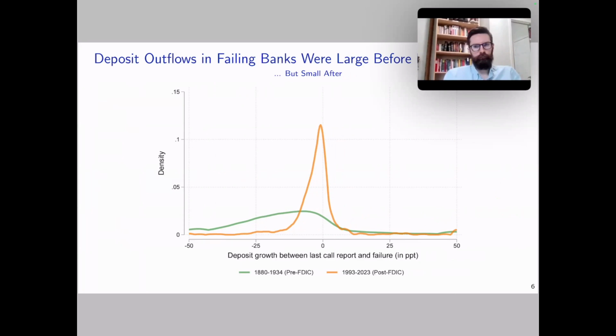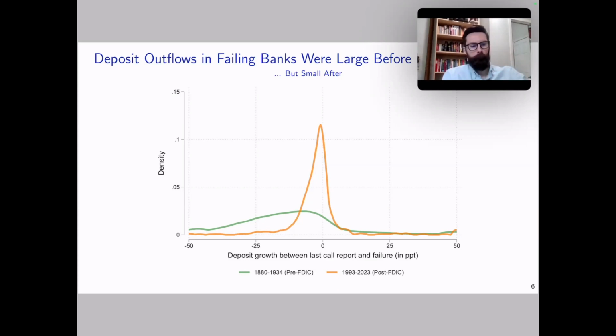So if you look at the orange distribution, you see that essentially in the modern US banking system, by modern I mean the last 30 years, a bank before it fails loses on average maybe 2% of its deposit funding, and the tails are very thin. So there's very few banks that actually lose a lot of deposits before they fail. If you look at the green line, it shows the distribution is very much shifted to the left. The mean is something like 12%. So a failing bank on average would lose 12% of its deposit funding right before it failed. And the tails are really thick. So there's all these events where banks lose up to 30, 40% of their deposit funding.